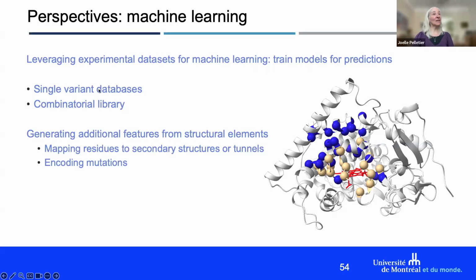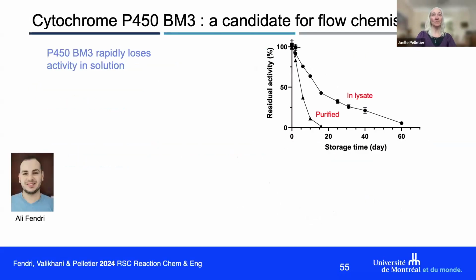We have both the single variant databases and the combinatorial libraries, and then we can generate additional features using the structure. So I showed you at the very beginning the tunnels, and there are elements of secondary structure also that we can look at, and we can encode mutations eventually. So this is a perspective that we are working toward.